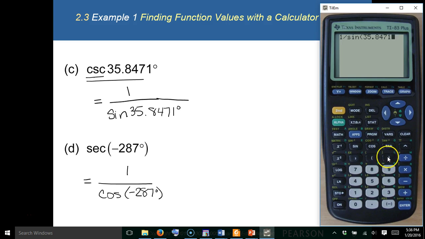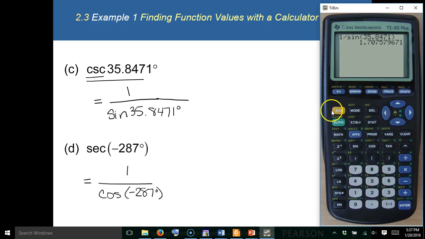8471. And like I said, you don't have to put in the degree symbol when it's in decimal degrees as long as you have your mode in degree mode. Now enter. There is your function value for cosecant of 35.847 degrees. Okay, so write that down. And then let's do the secant now.